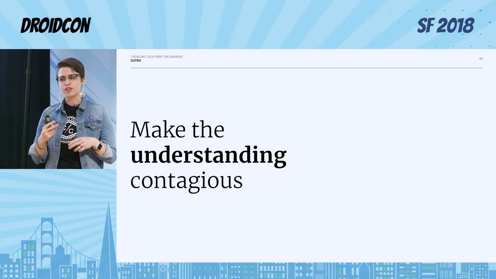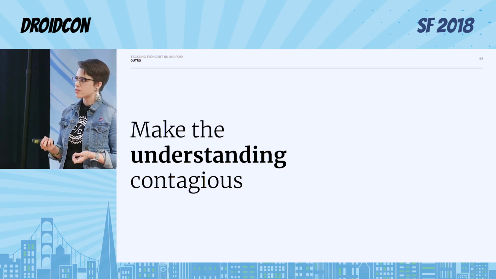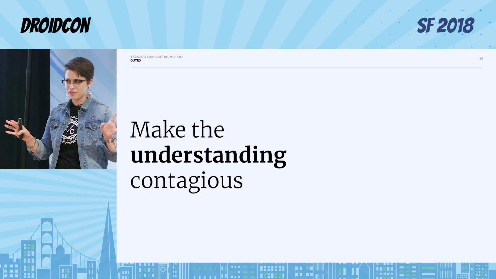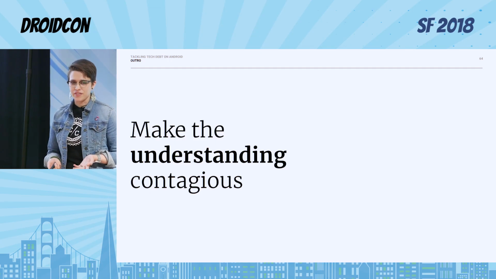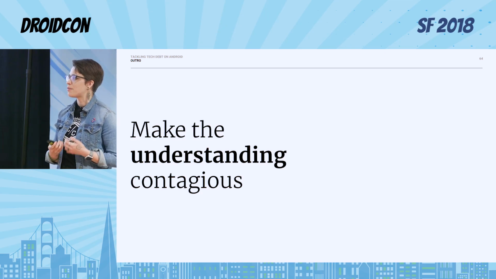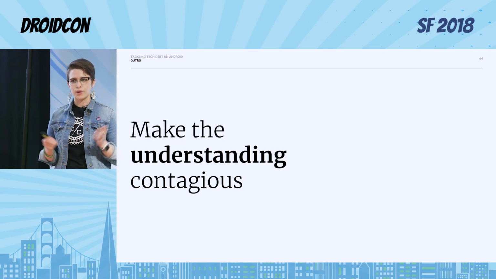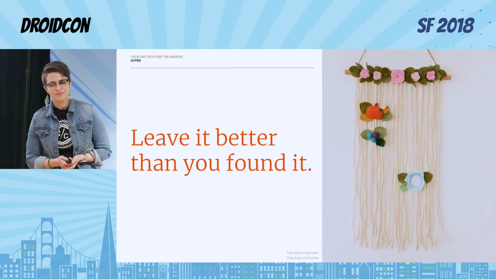We really want to try to flip the contagion around and make the understanding contagious. Ideally, once we get these good patterns in the code, they will also spread like a virus, but a good virus. So ideally, we can use contagion to our advantage by flipping it around and making it the understanding that spreads through the code. So when you're faced with spaghetti, straighten it out and leave it better than you found it.